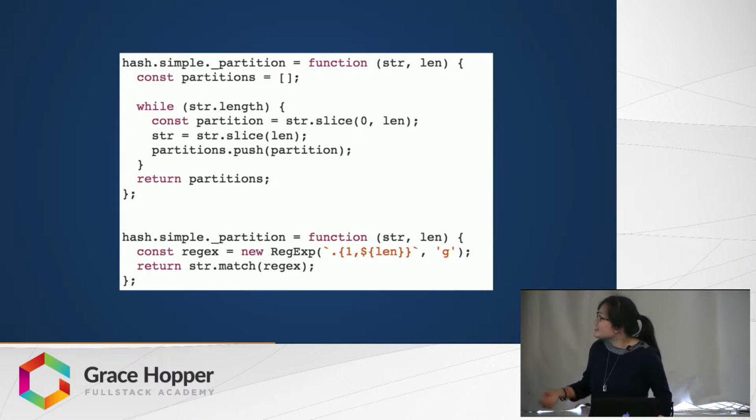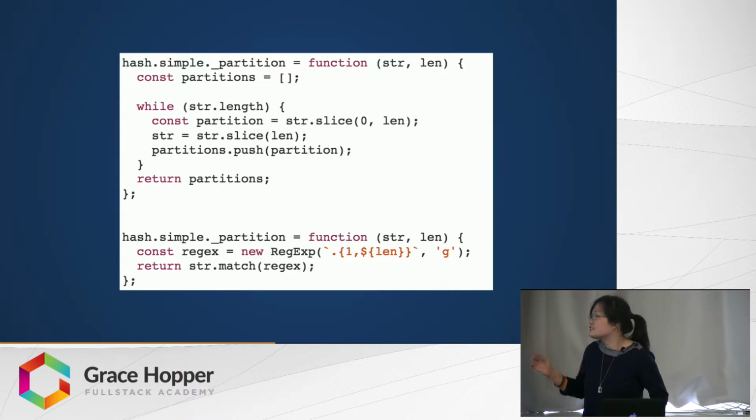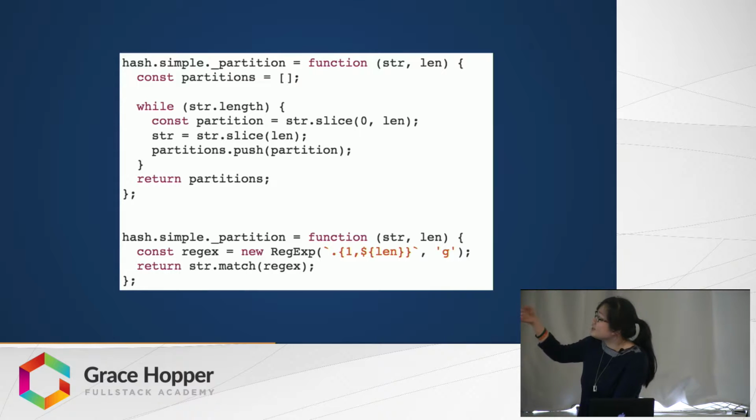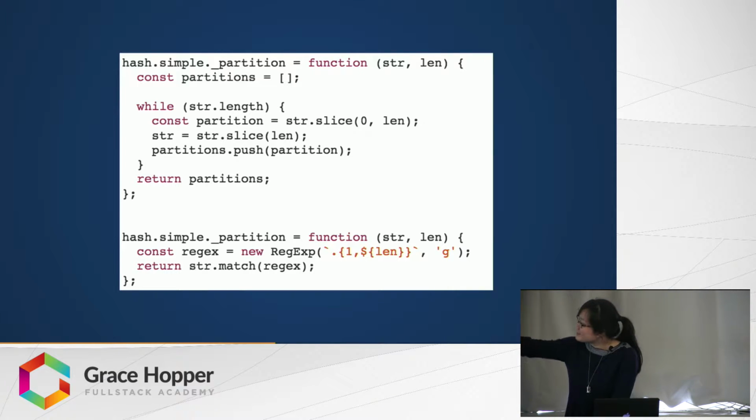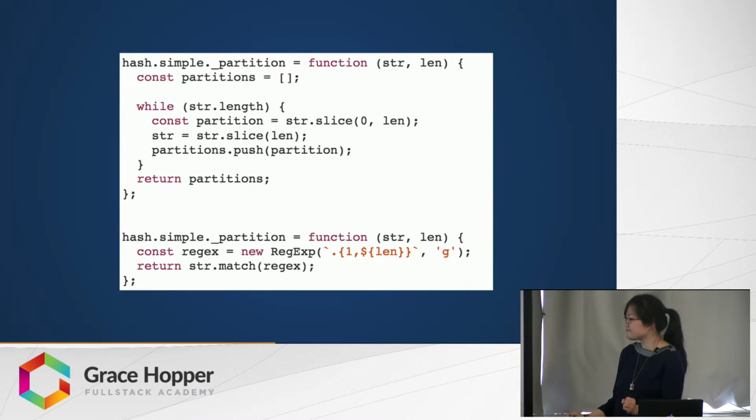And so this is an example of how you can shorten code. This is used in a hashing function. You partition a string into certain length chunks, and then you return an array of partitions. The first one uses a while loop, and then gets slices of strings, and then pushes each one into an array. And the second example, you just construct a regular expression, and then you string match, and that's all you have to do. That's a very, very short regular expression. If you have a long regular expression, it could alternatively be represented in like 100 lines of code.